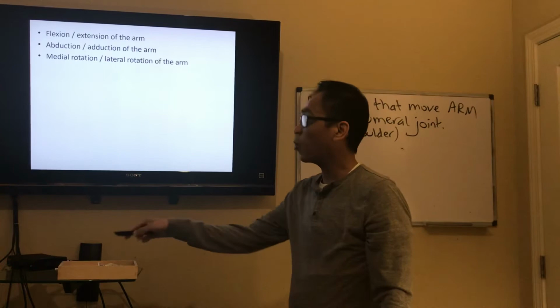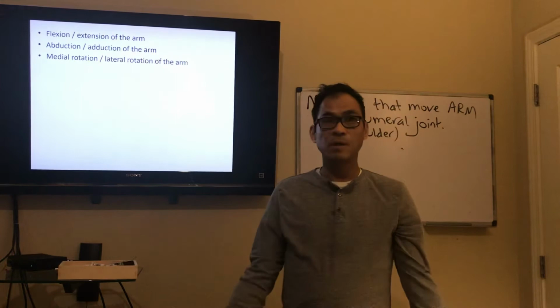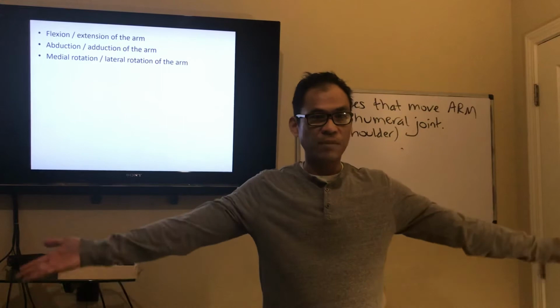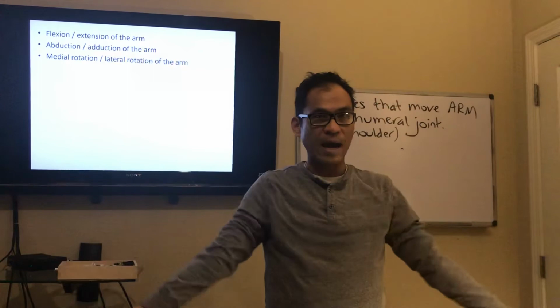Flexion, extension of the arm, starting from the anatomical position. If I bring my arms forward, flexion. If I bring them back, extension. Abduction, adduction. I've been talking about abduction all day. You can abduct your arms out, all the way up in the frontal plane. Adduct is move them back. So once again, abduction, adduction.